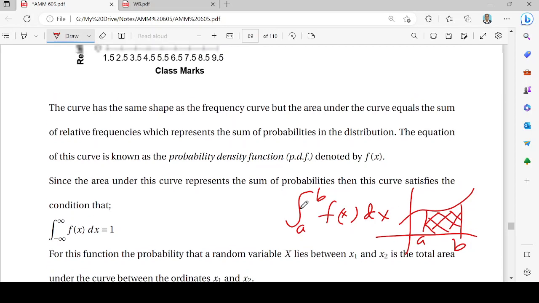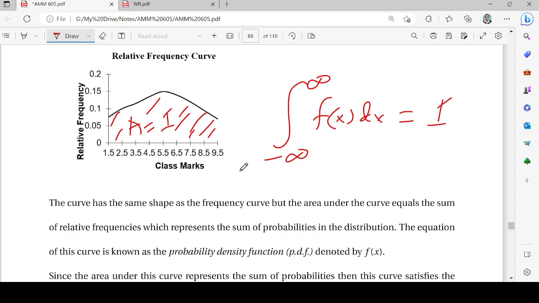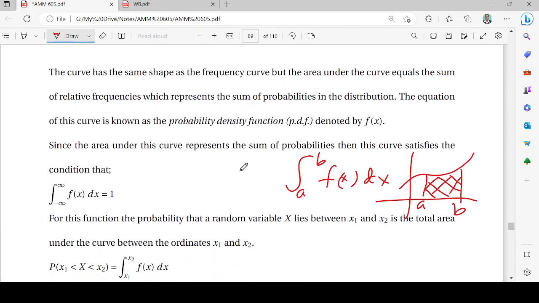So for a probability distribution curve like the one we have here, we have said that the entire area under the curve is equal to 1, so that the integral from negative infinity to positive infinity of f of x dx must be equal to 1 whenever f of x is a probability density function. So this is the requirement that must be satisfied by any probability density function.